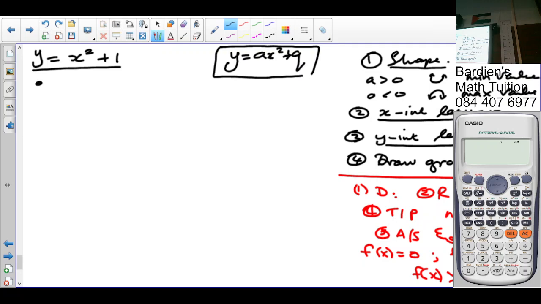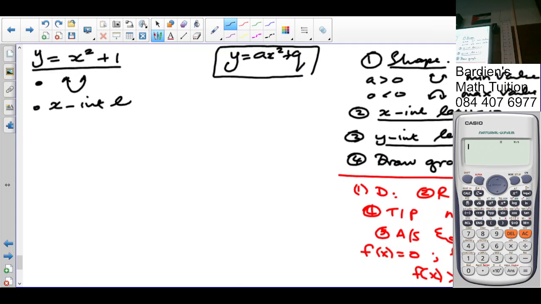First things first. What's the shape of this graph? It's a happy graph. The graph is smiling. Next, what do you do?